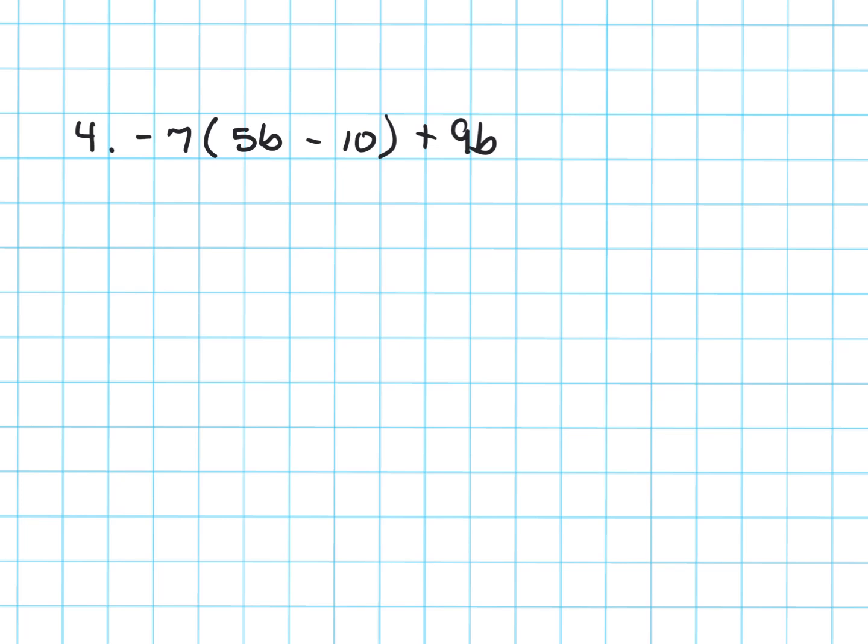In this section, we're going to increase the difficulty a little bit by adding 2 steps to this. So the first thing we're going to do is 1, the distributive property. And then we are going to combine like terms.